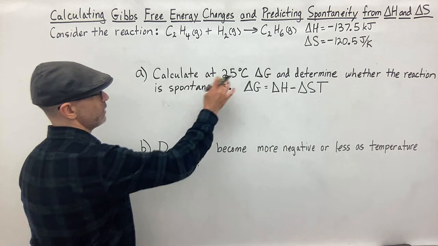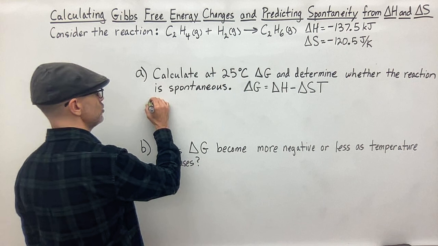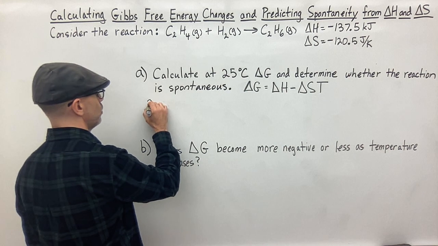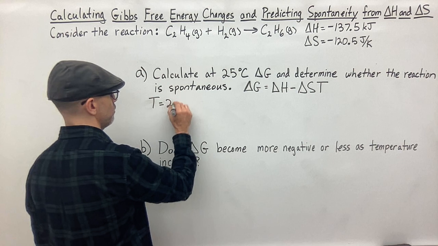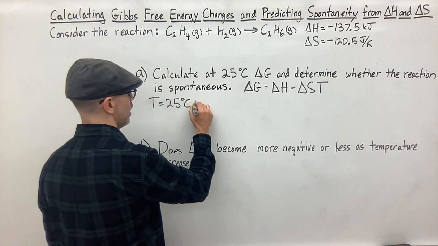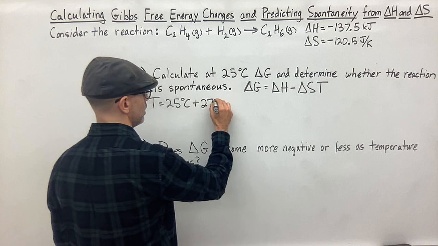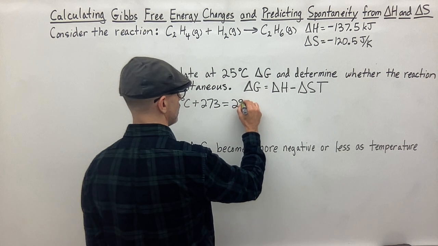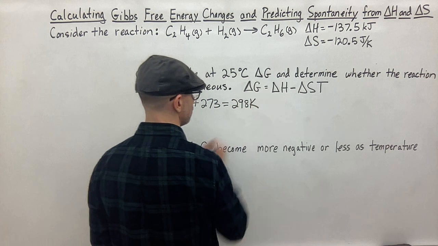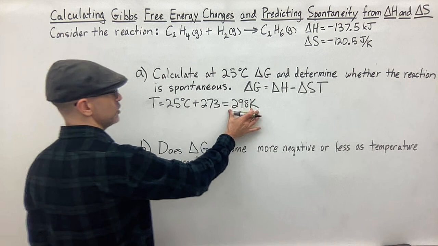So they're giving us 25 degrees Celsius. So what we need to do is change that to Kelvin. So temperature is equal to 25 degrees Celsius, and we're going to add 273 to that to change it to Kelvin. And so that's going to give us 298 Kelvin. So now we got our temperature.